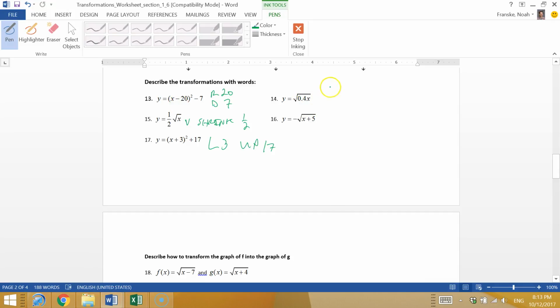This guy would be a horizontal stretch. And this is kind of weird. That stretch is going to be by a factor of 1 over 0.4. Okay, and 0.4, that is 2/5. This is 5/2 or 2.5.